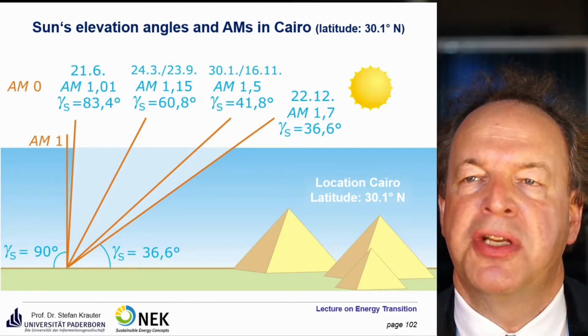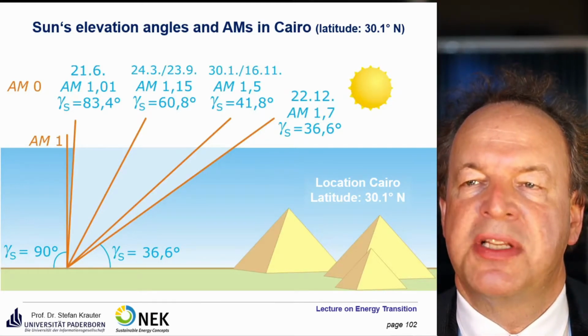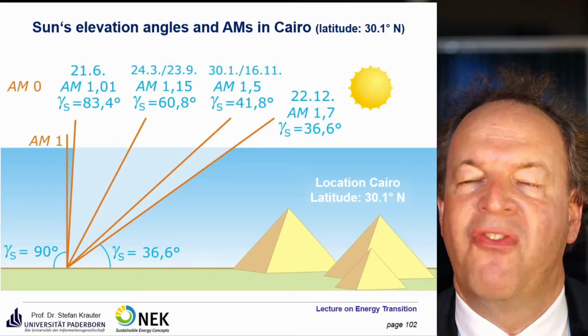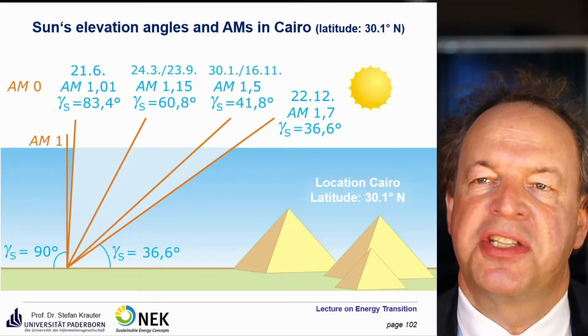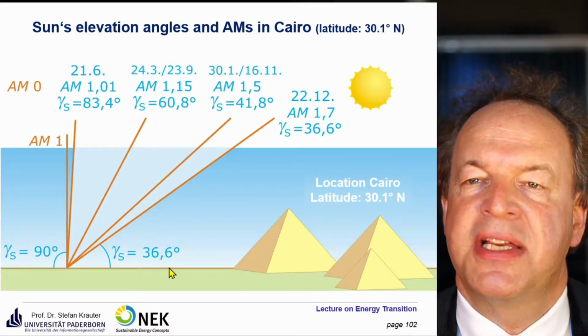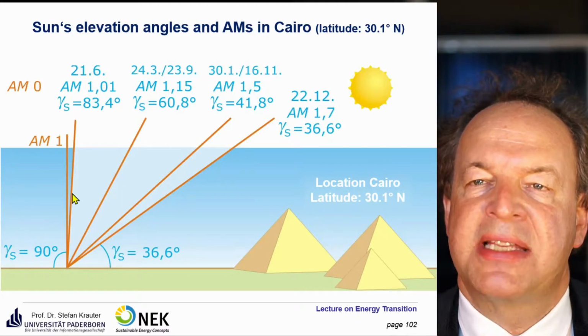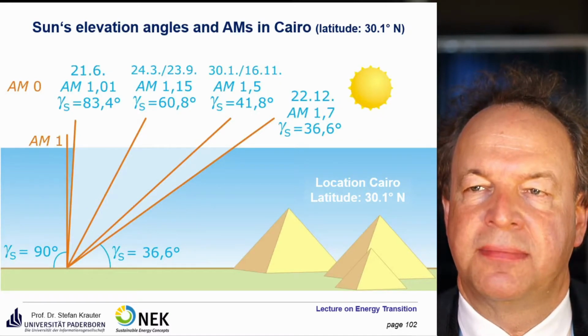This depends on which year you have. We have sometimes a switching year. This is due to the duration of the year, which is 365.25 days. So that's not an exact number. Therefore, this is changing sometimes. So the lowest position we have in Cairo is 36.6 degrees of elevation angle gamma S, and the highest angle, as I mentioned already, 83.4 degrees.